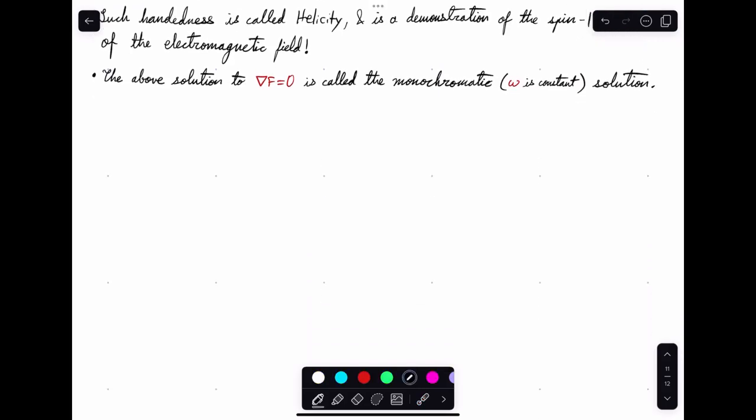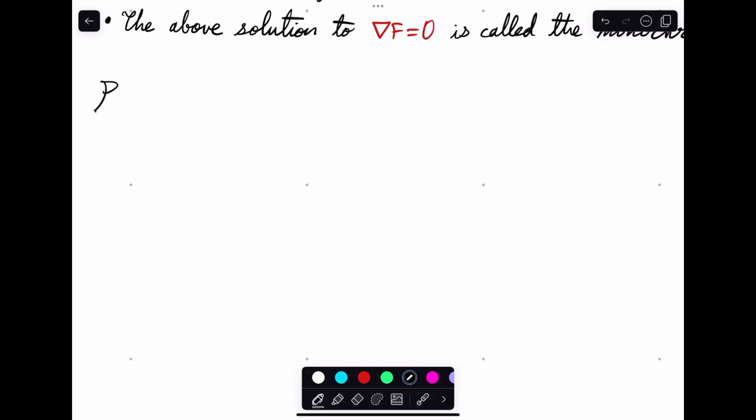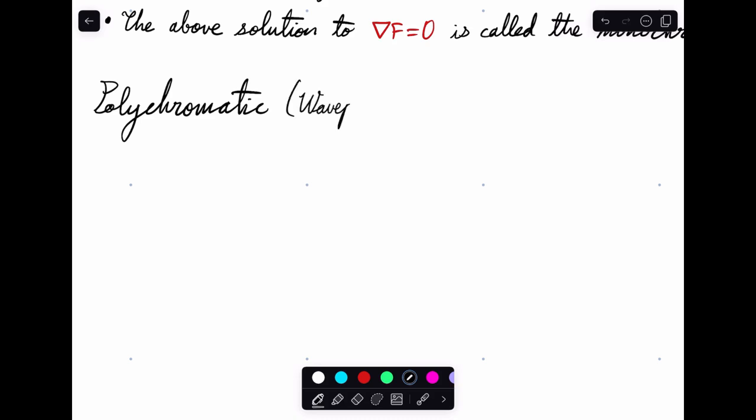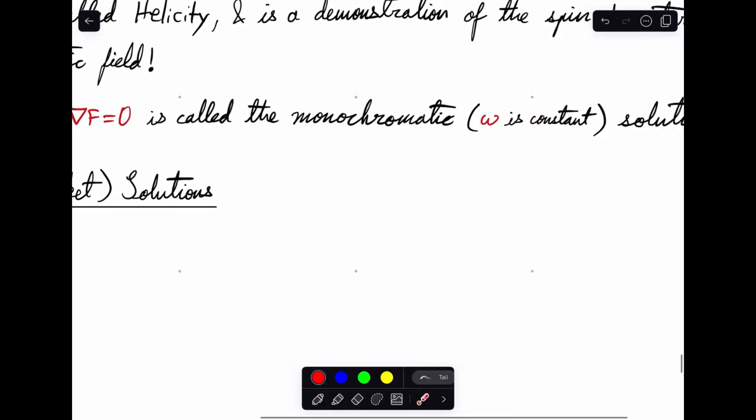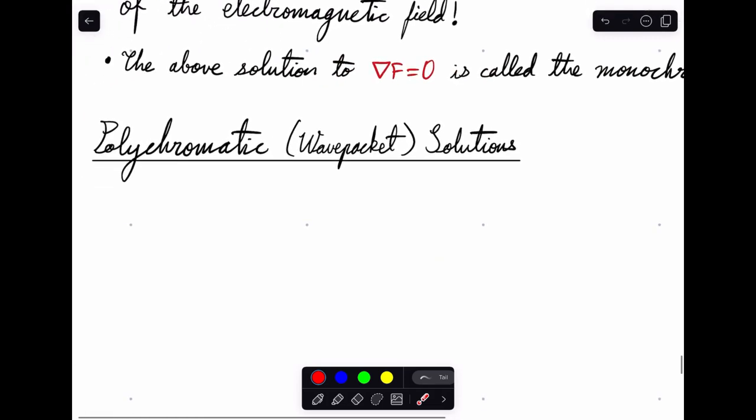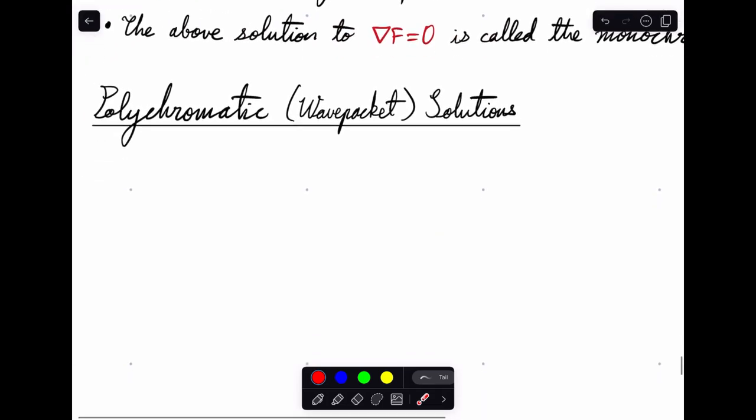Okay, so let's now turn to discussing polychromatic. Polychromatic, also called wave packet solutions. There's a fly buzzing around, it's bugging me. Polychromatic solutions and wave packet solutions basically just means that there are now multiple omegas. They vary, so there are multiple colors of light.